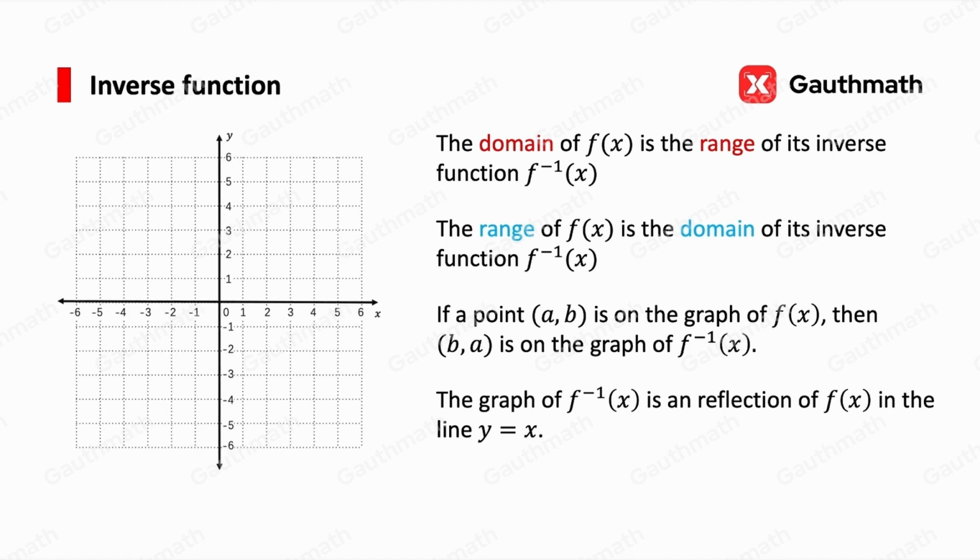So let's see 2 points. For example, if (1, 2) is on f(x), then (2, 1) is on the inverse function. And (negative 3, 1) is on f(x), and (1, negative 3) is on the inverse of f(x). And then let's draw y equals x. We can see that the points are reflected.